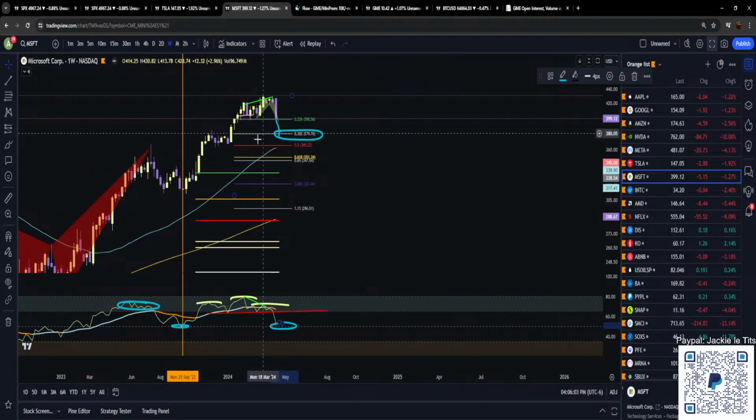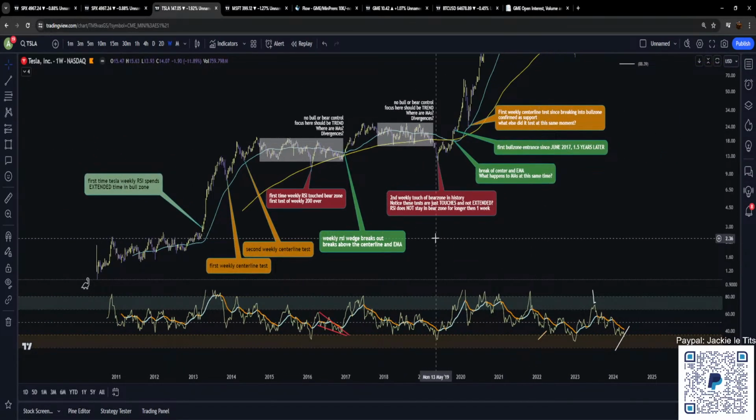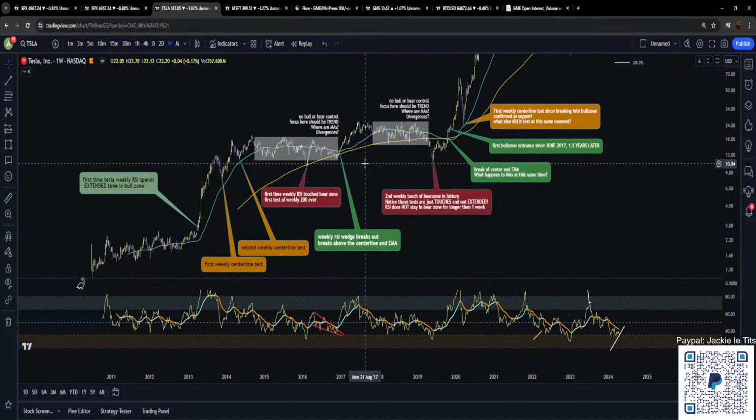Isn't that interesting, right? So now that we're on the weekly time frame, I'm going to show you guys quickly the weekly setup that I have put up here for Tesla. Okay, so we're on Tesla weekly, back from basically the IPO days. You guys will see that this price action that I'm highlighting is from 2013 to 2020.